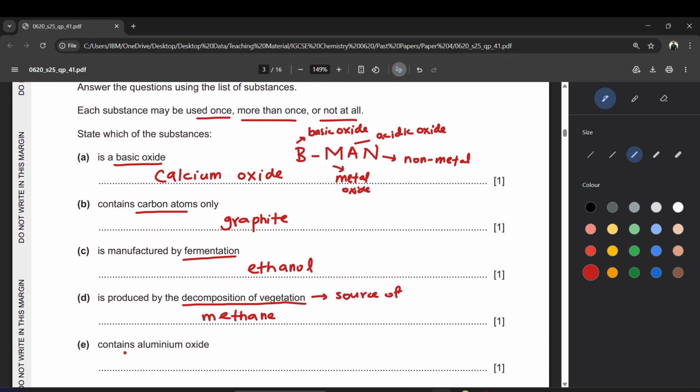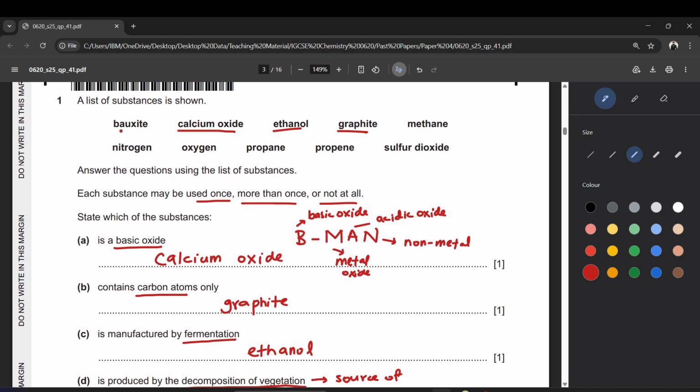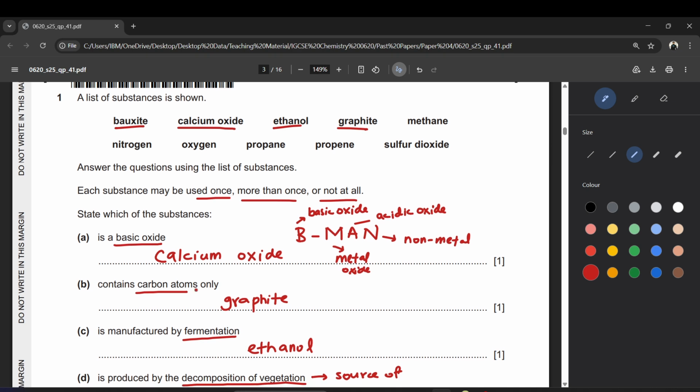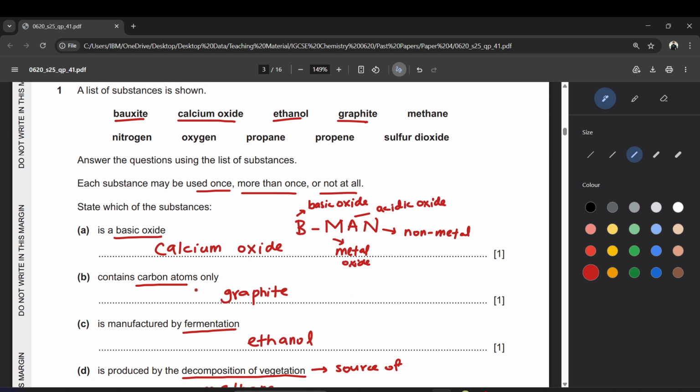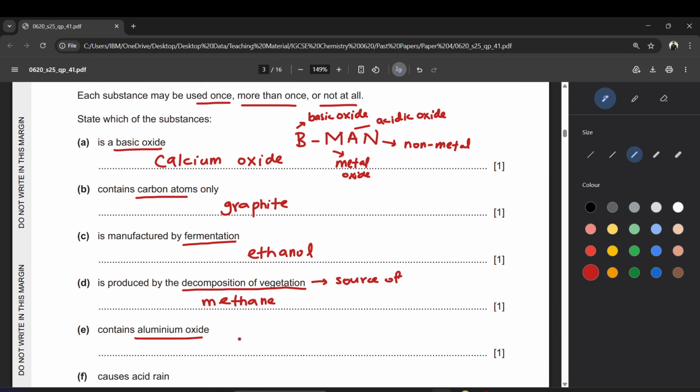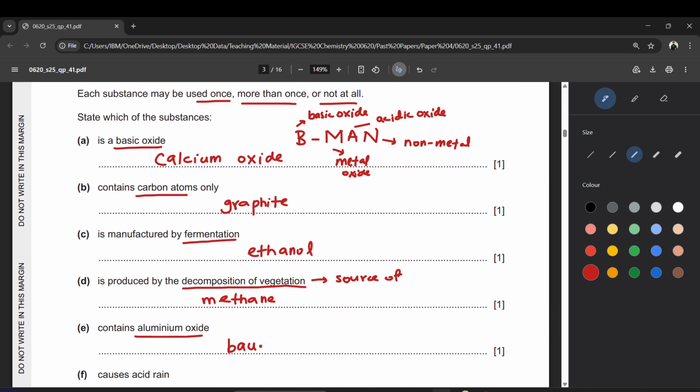All right. Which substance contains aluminium oxide? All right. So if we look at our options, the first option is bauxite. So we know that bauxite is the ore of aluminium and it contains impure aluminium oxide. All right. So therefore, this will be bauxite.